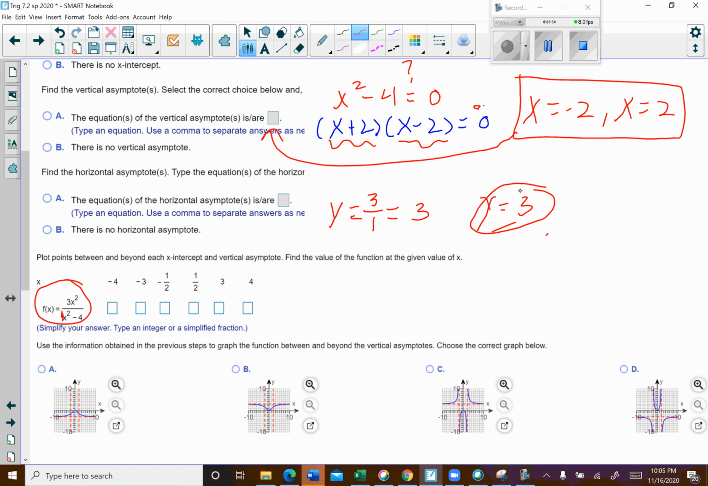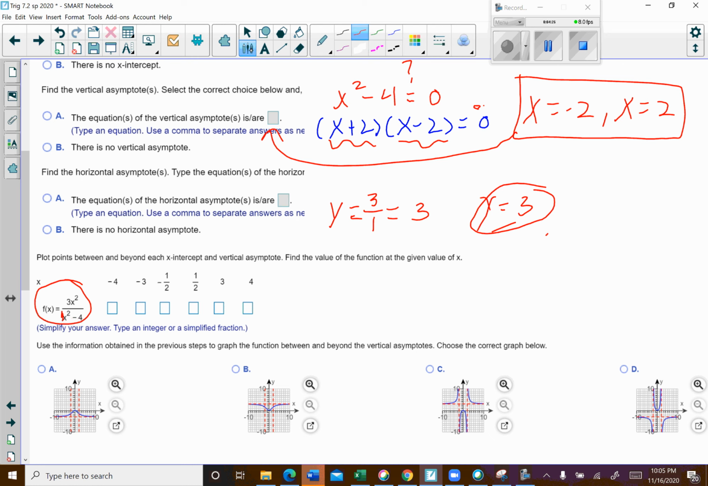Now, just for some of the other examples, let's say that that square wasn't there on the top. It was just an x to the 1 power. Whenever the power on top is smaller than the power on bottom, it automatically is y equals 0. So that's not going to happen here, but I just want to point that out because in a lot of the other examples you might see something like that.